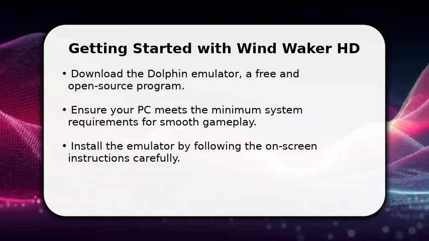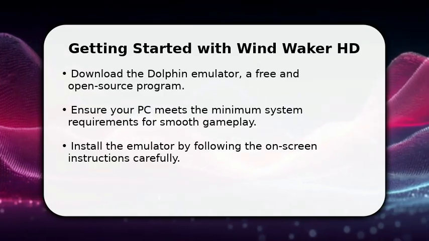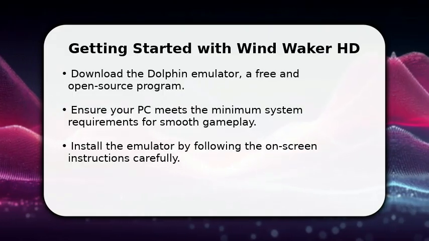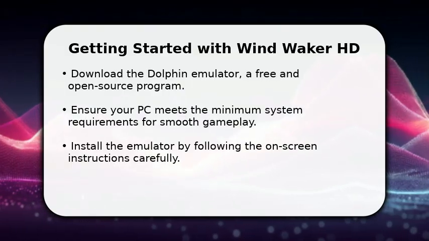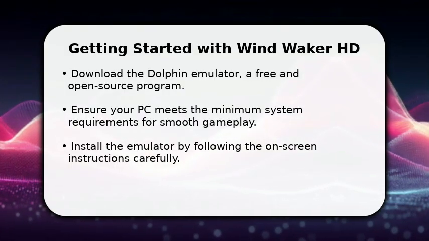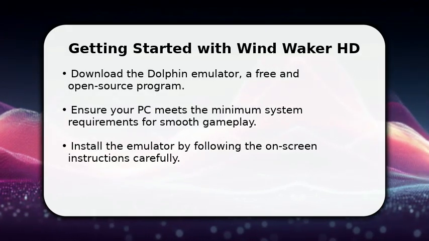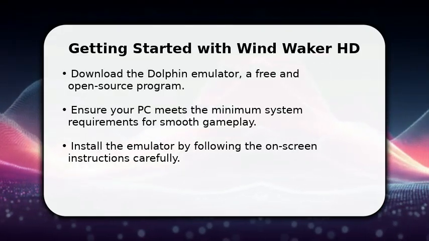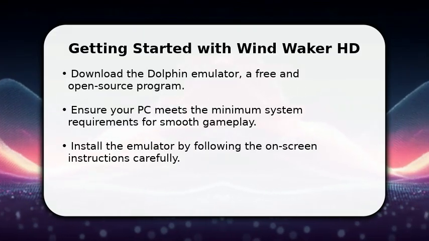In this video, I will explain how to play The Legend of Zelda, Wind Waker HD on PC easily. First, you'll need to download the Dolphin emulator, which is a fantastic, free, and open-source program. Make sure your computer meets the minimum system requirements for the best experience. Once downloaded, simply install the emulator by following the straightforward on-screen instructions. This initial step is crucial for setting up your gaming environment.